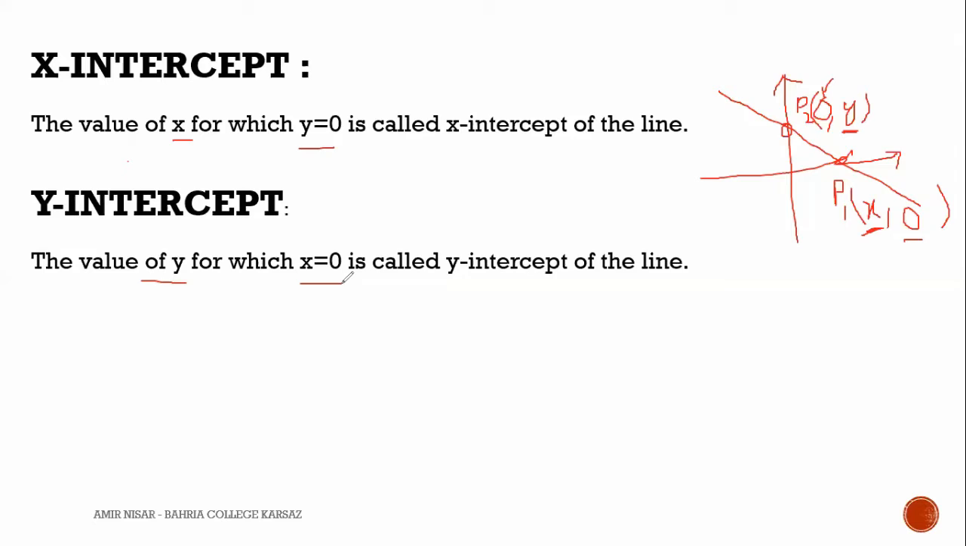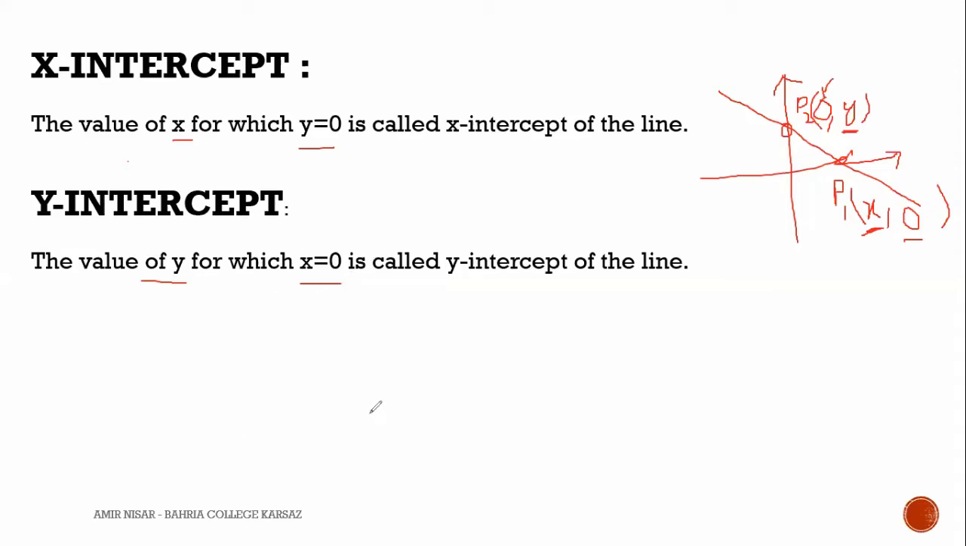x-intercept is the value of x for which the value of y is 0. It means the point on the x-axis has the value of x which will be called x-intercept. And y-intercept is the value of y for which x will be 0. So we can say that the point on the y-axis, whose y coordinate will be called y-intercept. Excellent, excellent explanation. Very good.